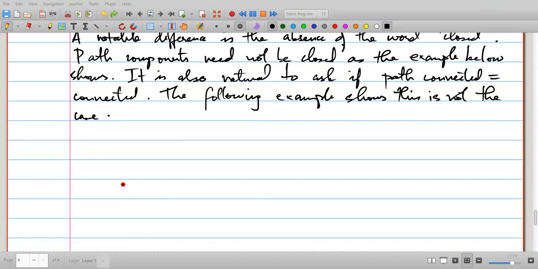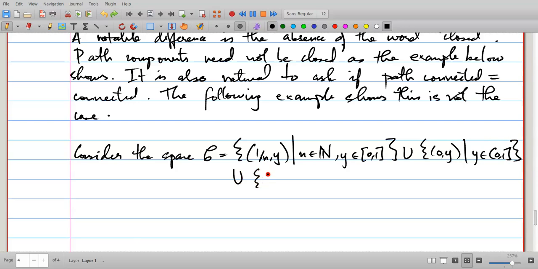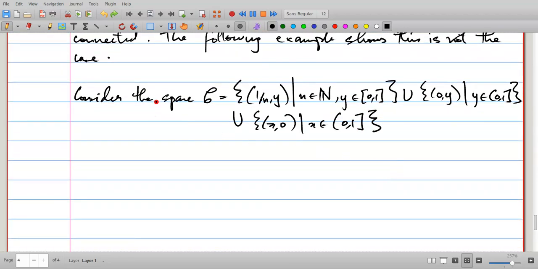So let us consider this example. So consider this space C. So I will make a picture which makes it clear what it is. Union. So the space looks like this.